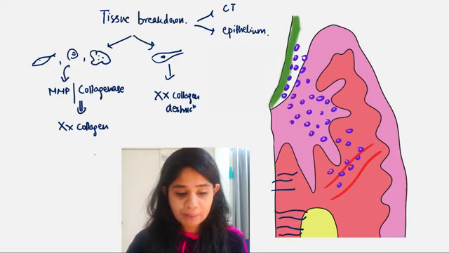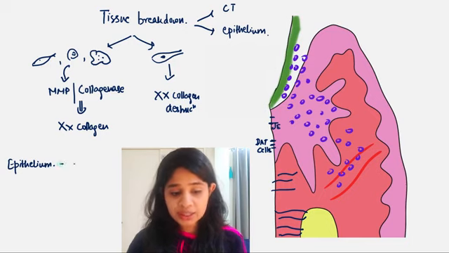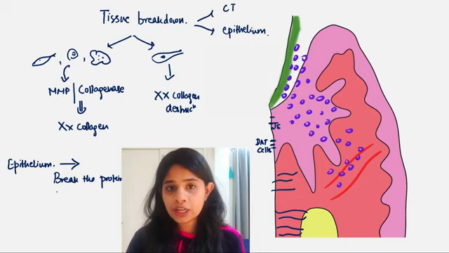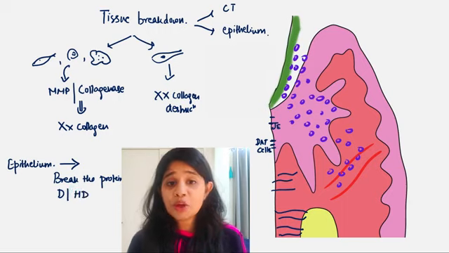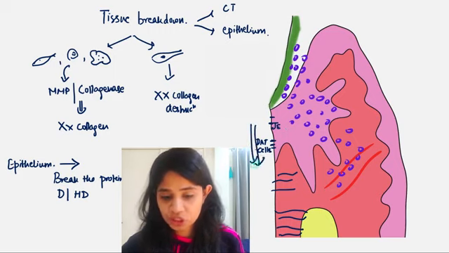Now let's talk about the epithelium. We have spoken in great detail about the junctional epithelium. We have seen how the junctional epithelium is attached to the tooth via the DAT cells and the hemidesmosomes. So basically, the inflammatory cytokines which are produced break the proteins which form the intercellular connecting units, that is, the desmosomes and the hemidesmosomes. Because of the epithelial attachment breakage that occurs, there is an apical shift in the junctional epithelium.